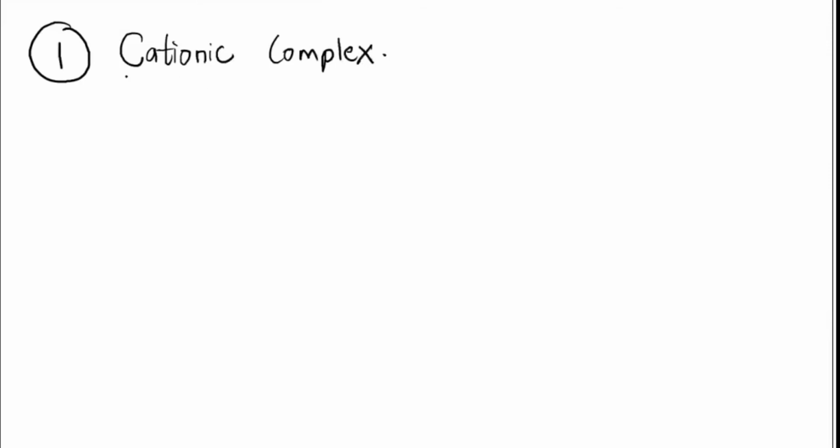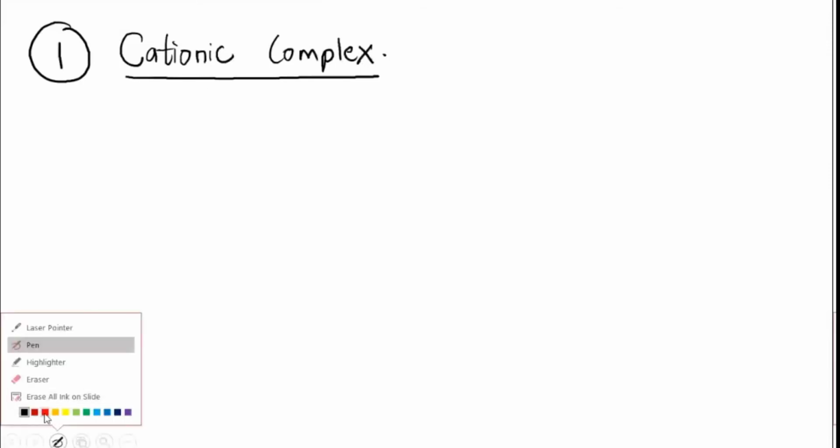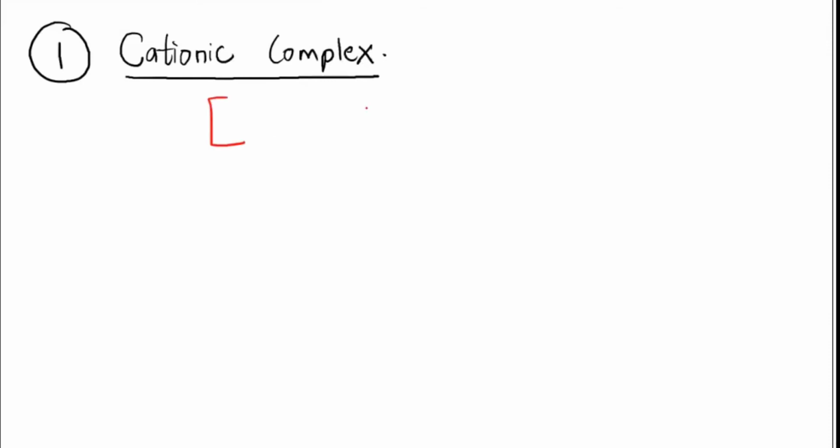Okay, let me start with the first one. That is cationic. Cationic complex. So I will give you the order in which you are supposed to name. Now when you have a cationic complex, what did I tell you? That you will find that the complex over here carries a positive charge. The coordination sphere where you have the metal and the ligands present inside will carry a positive charge.